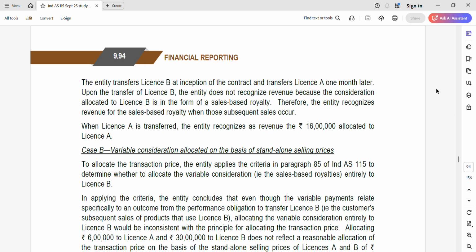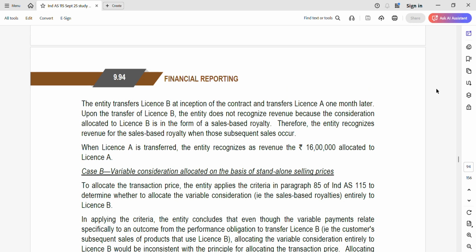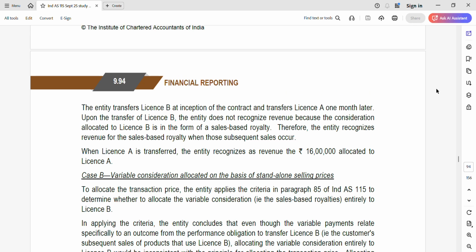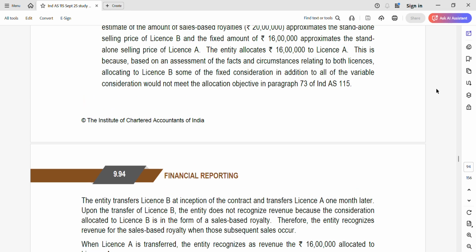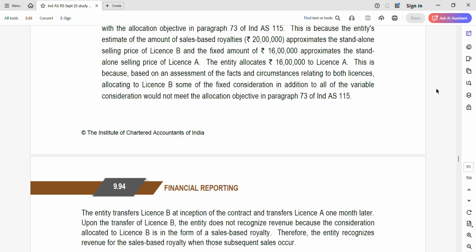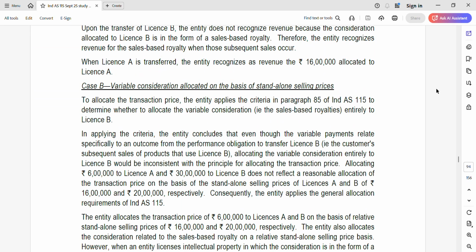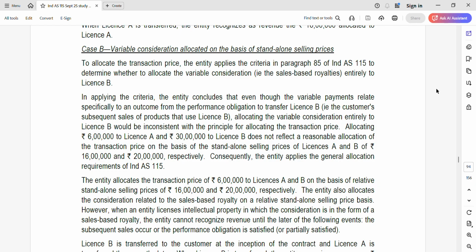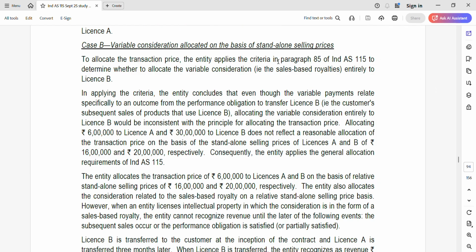What are the key things you should keep in mind? The timing of recognition of revenue, that is, only at the time of subsequent sales in case of license B, and how it is allocated entirely to license B. These are the two key aspects regarding case A. Now coming to case B. The entity applies the criteria and concludes that even though variable payments relate specifically to an outcome, allocating the variable consideration entirely to license B is not appropriate. In the previous case it was entirely allocated to license B, but in this case it is not.